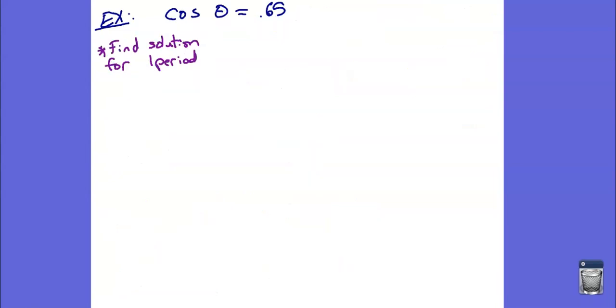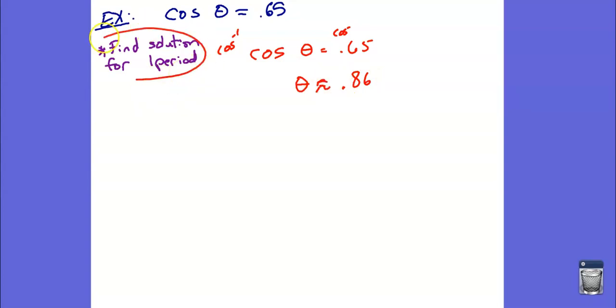All right, so let's look at this one right here. So cosine of theta equals 0.65. Well, again, this one's not necessarily a triangle that we do know, but we do know how to find theta. So we're literally going to take the inverse cosine of both sides. And since this is in radians, we're going to do it in radian mode. So we take the inverse cosine of both sides, and you're going to get approximately 0.86. And again, keep in mind, we're always trying to find solutions for one period.